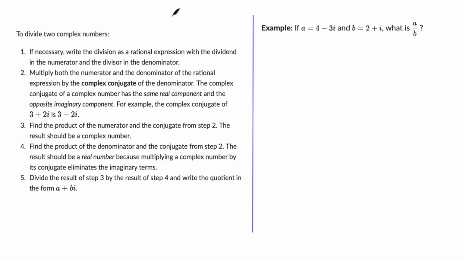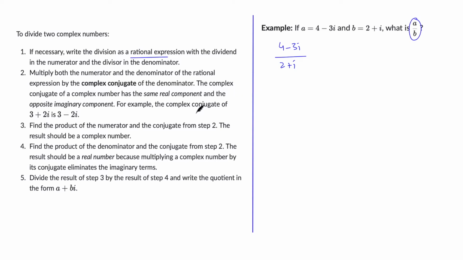Dividing complex numbers is a little different. These are the steps that we need to follow. Let's apply these on this example. The first step is, if necessary, write the division as a rational expression with the dividend in the numerator and the divisor in the denominator. Let's follow the steps. So, if a equals 4 minus 3i and b equals 2 plus i, what is a over b? A is the dividend and b is the divisor. So, let's write this as a over b, which is 4 minus 3i over 2 plus i. This is what we are talking about in step number 1.